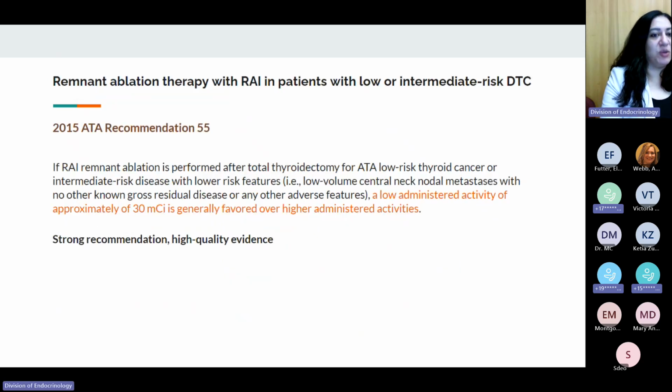Another thing that came from Choosing Wisely was the recommendation about remnant ablation in patients with lower intermediate risk differentiated thyroid cancer. Based on the 2015 ATA recommendation, they're encouraging us that if a patient has a low risk or any intermediate risk differentiated thyroid cancer, we should use a lower activity of radioactive iodine, 30 or less, as opposed to the higher dose that we use in patients with higher risk thyroid cancer or more nodal disease. That was a strong recommendation with high quality evidence.